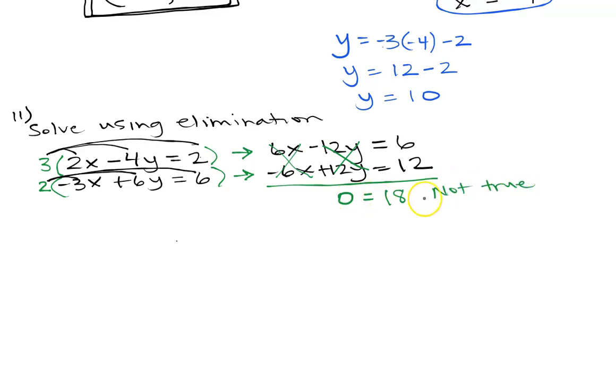And so if you come up with something like this, where the x's and y's eliminate out, and you end up with a statement that is not true, then that means it's a no solution. If you came up with something like 0 equals 0, that is a true statement, then you'd have infinite solutions would be your answer. Okay? Or if it was like 18 equals 18, just as long as it's a true statement, that would be infinite solutions. But if it's not true, then it's a no solution on this.